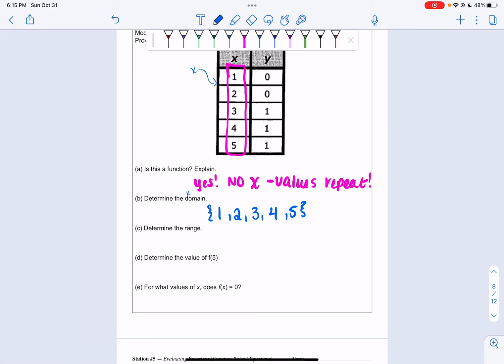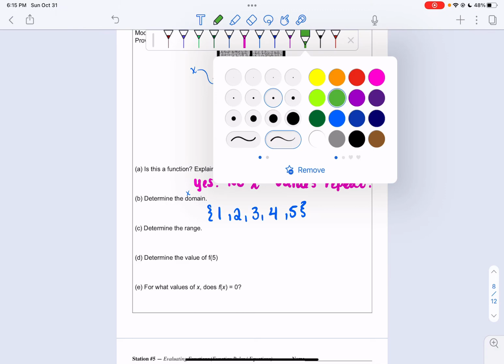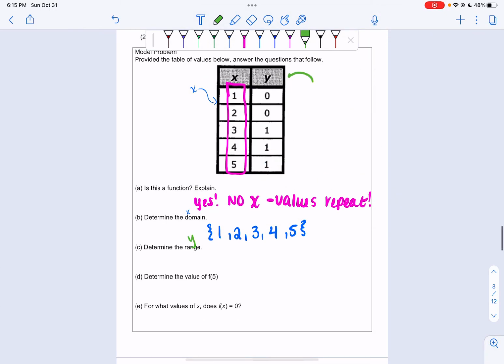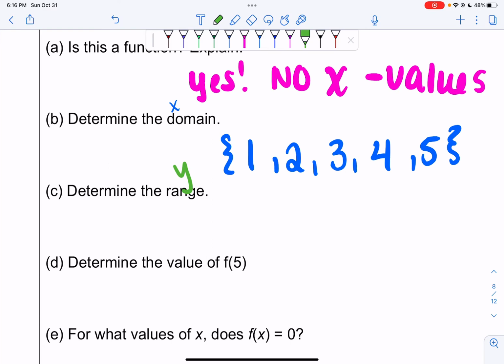Our range, we know, is our y values. So let's look to see our range. Our range is 0, 0, 1, 1, 1. Notice, it's really just 0 and 1 because they're repeating a few times. So we don't have to write 0, 0, 1, 1, 1. We can just write 0 and 1.